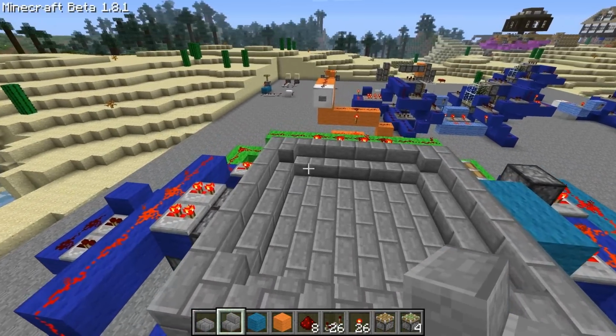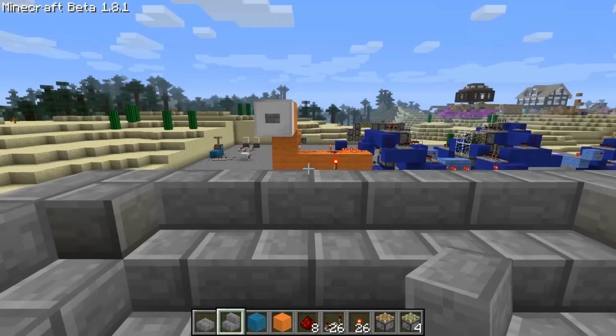So that is how to build a 4x4 floor door little piston thing.